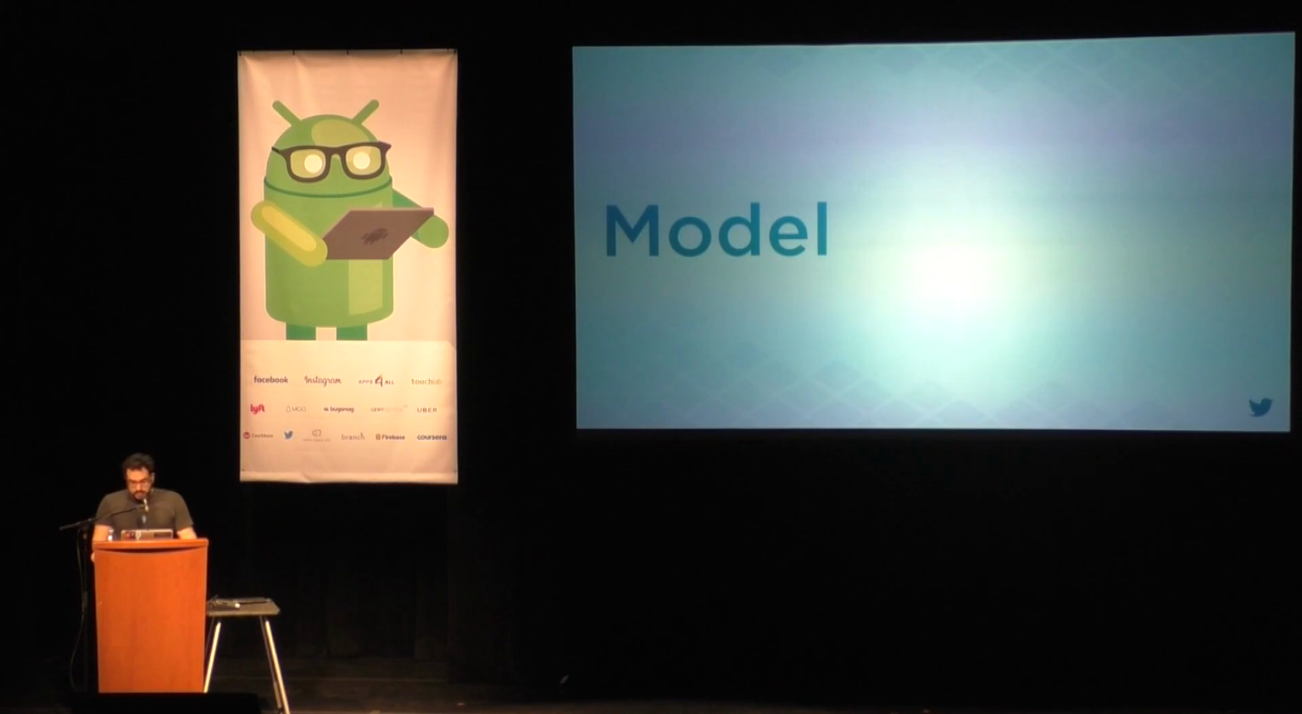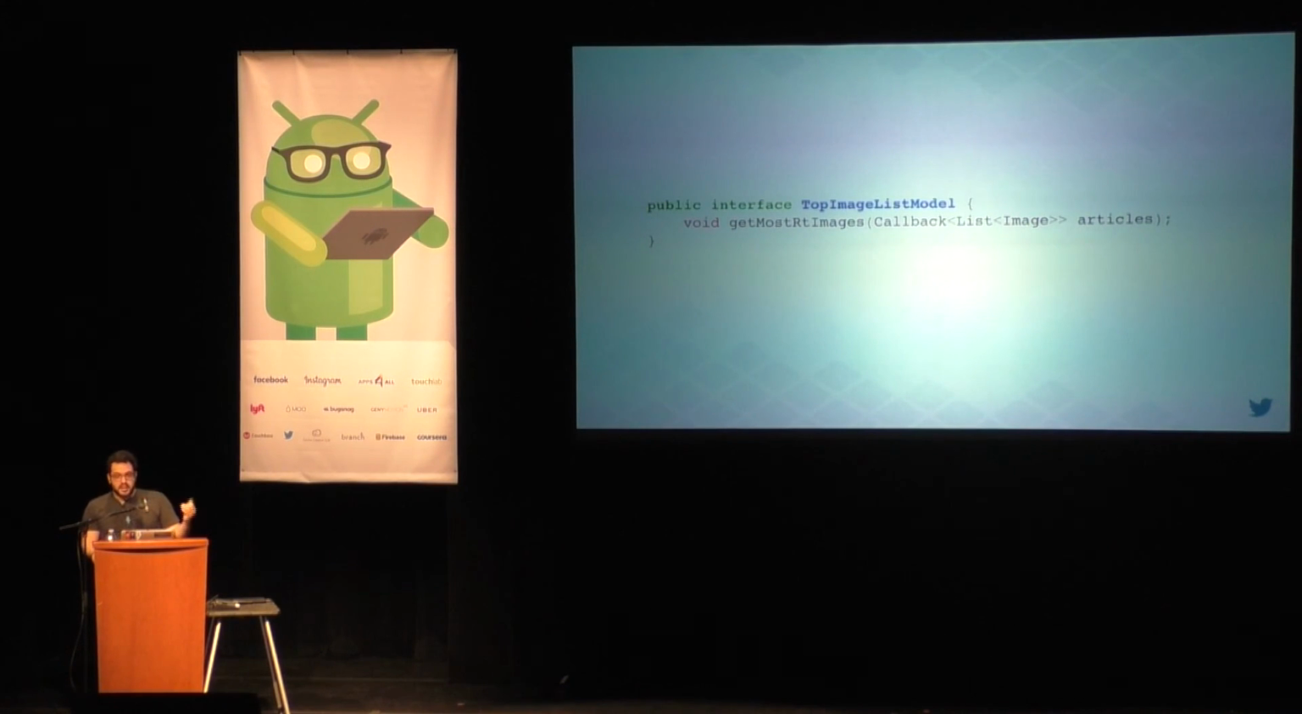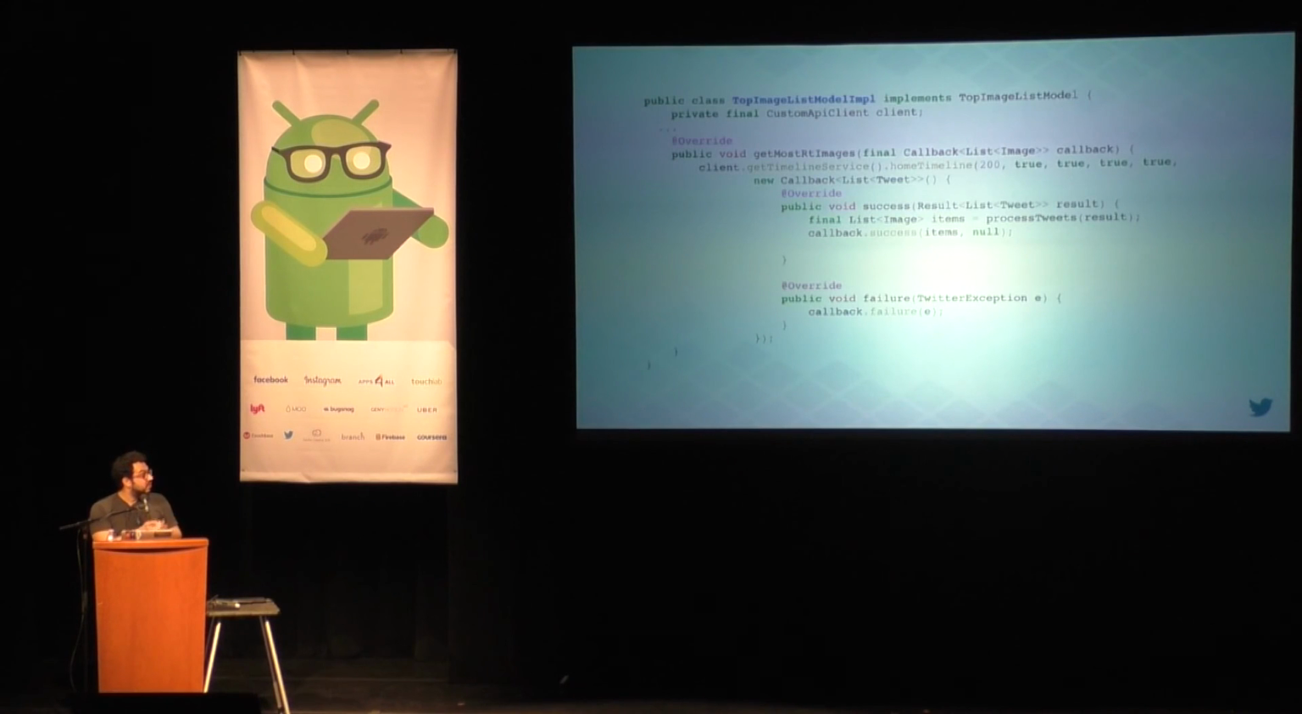So let's talk about the model. The model is pretty easy. It's just one call. In this case, it is get most retweeted images. What am I trying to do here? Well, I need the data first, right? So that's the client, the custom API client that I have. Then those ugly parameters are for the API, the Twitter API. I just have to use it like that. And then I have that process tweets. The arrow is a little bit down, but it's pointing to process tweets.